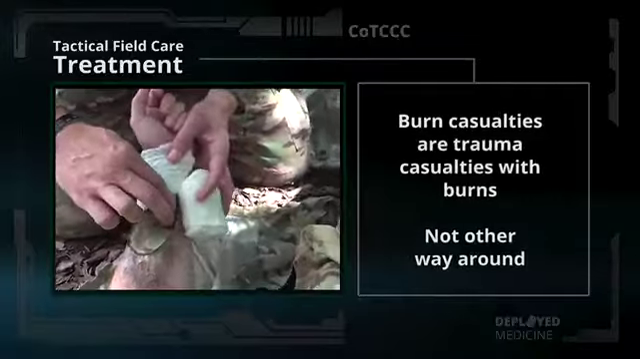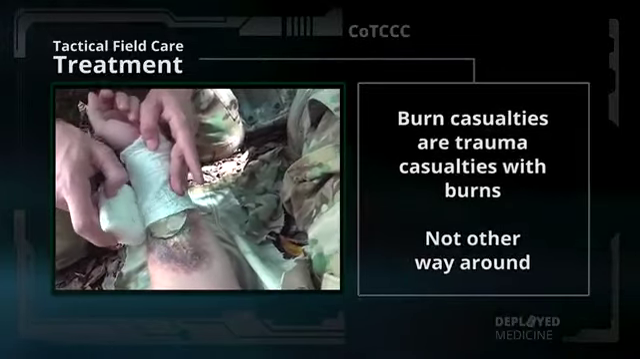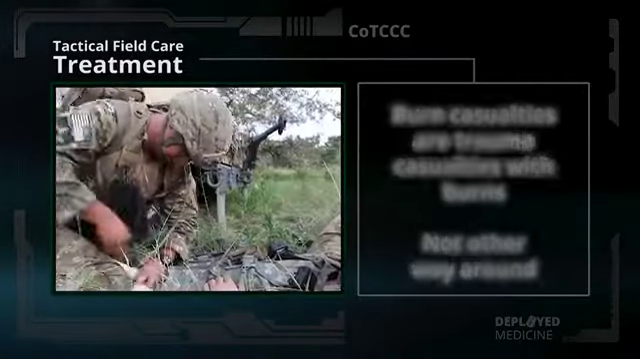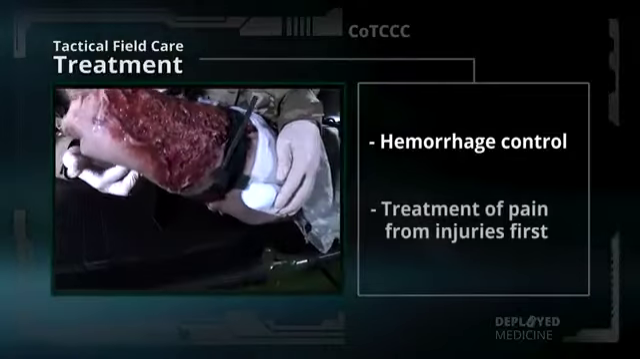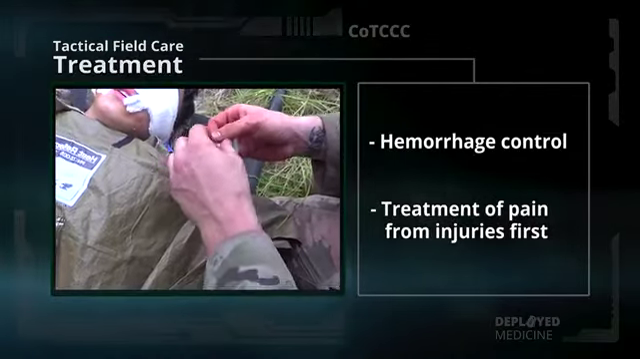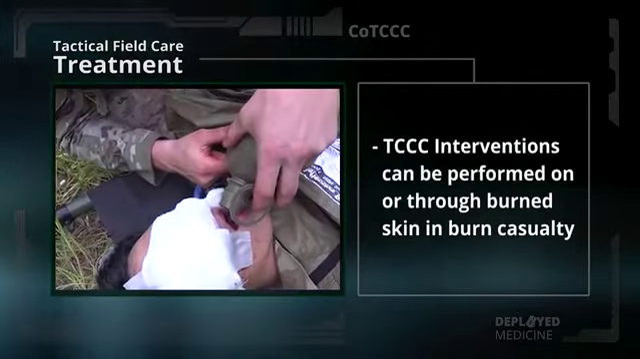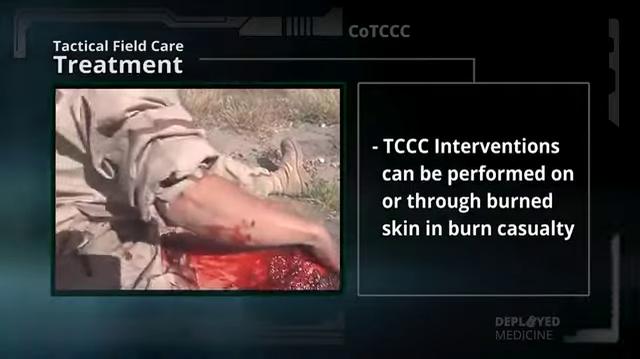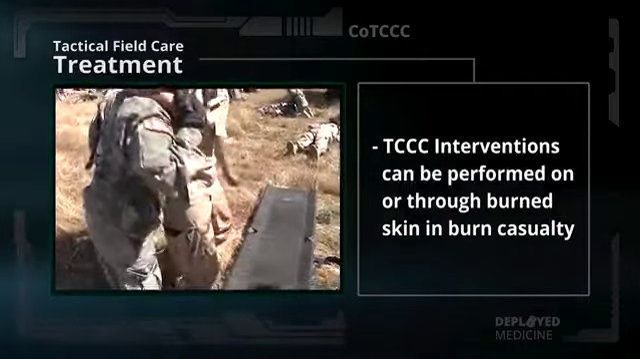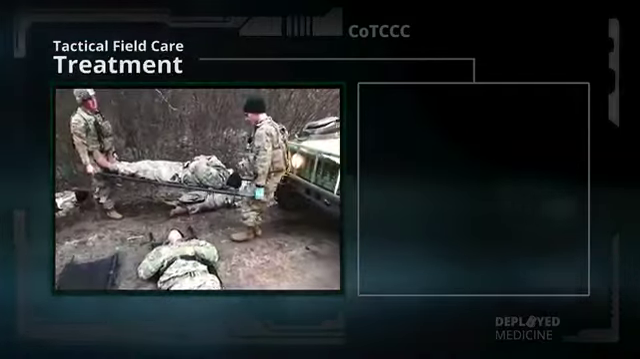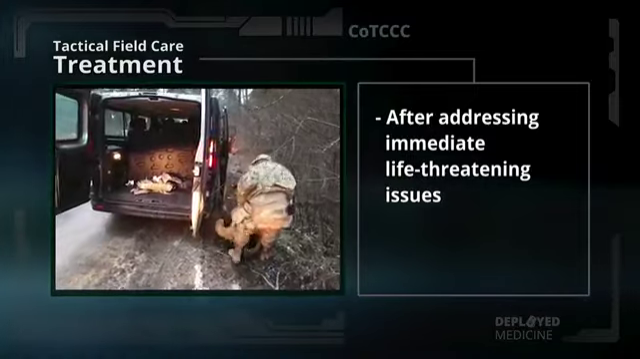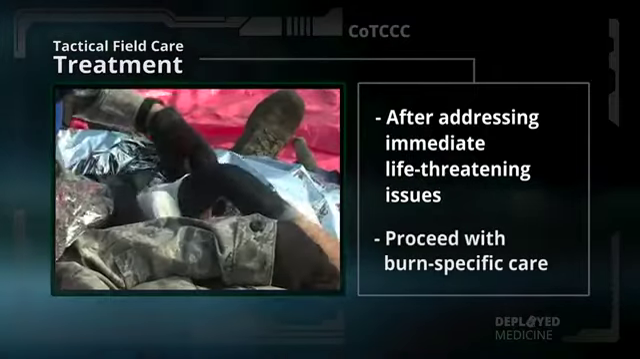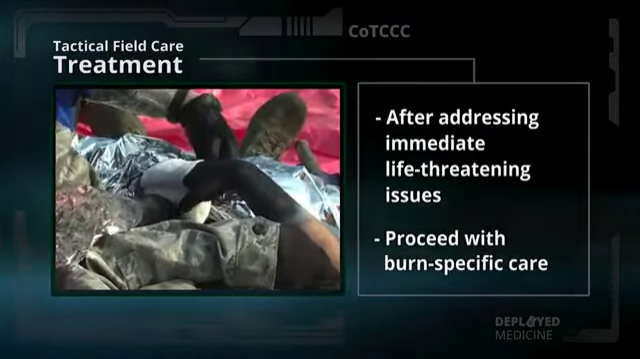Burn casualties are trauma casualties with burns, not the other way around. They may need hemorrhage control and treatment of pain for their associated injuries first. All routine TC3 interventions can be performed on or through burned skin in a burn casualty. After you have addressed any immediate life-threatening issues, you can proceed with burn-specific care.